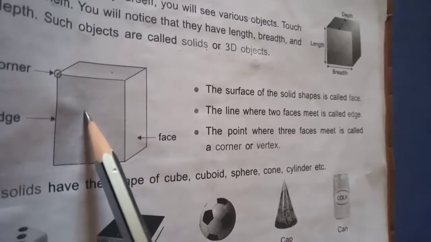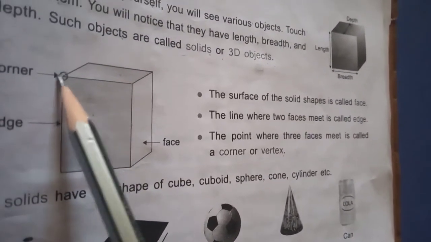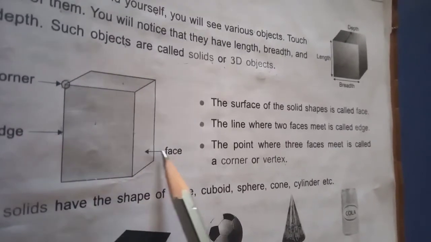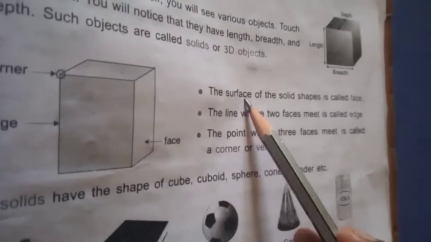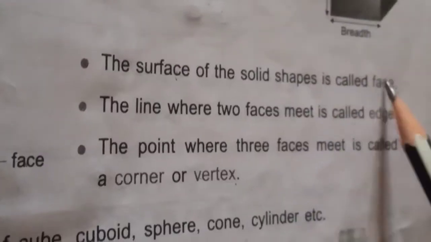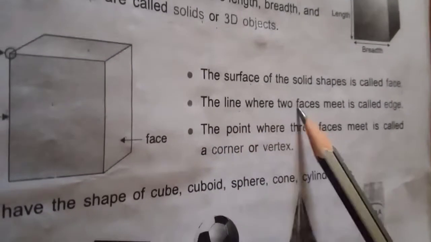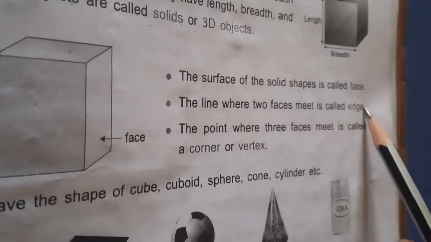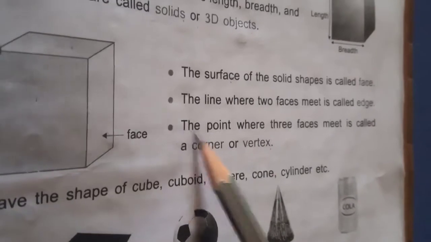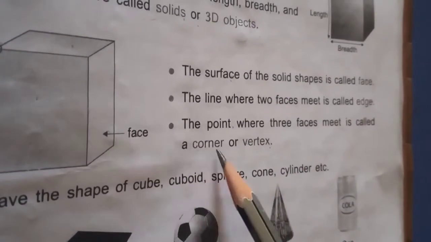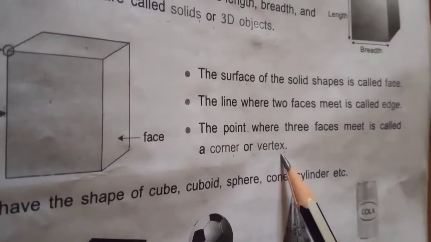Look at the picture. This is the corner, this is the edge, and this is the face. The surface of the solid shapes is called face. The line where two faces meet is called edge. The point where three faces meet is called a corner or vertex.